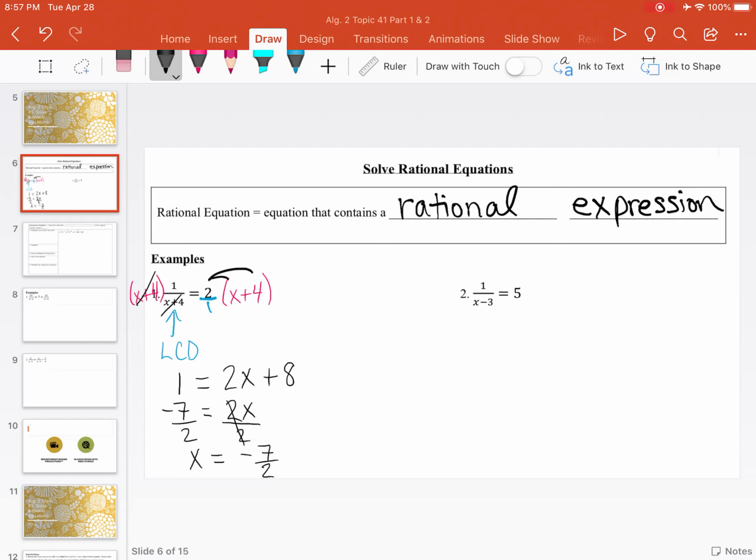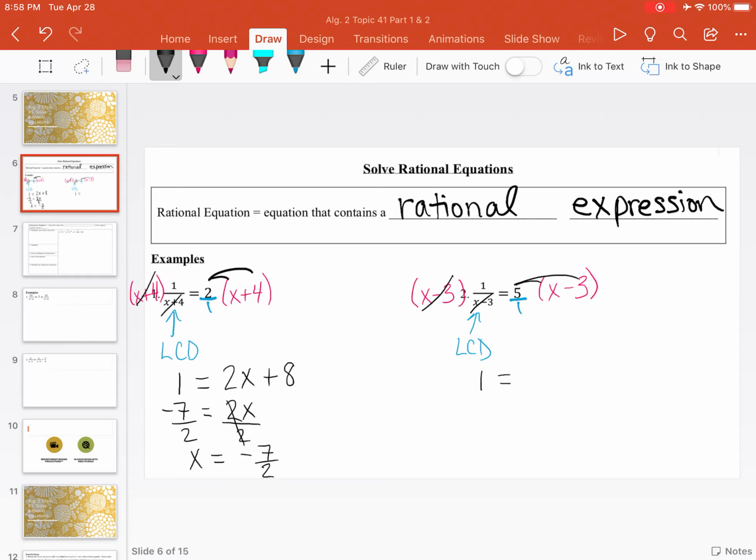If we look at example number 2, we have 1 divided by x minus 3 equals 5. Again, this 5 is really just over 1. And the least common denominator that we have here is x minus 3. So similarly to example number 1, we're going to multiply both sides by x minus 3. What we do to one side, we have to do to the other in order to keep it balanced. On the left-hand side, we have an x minus 3 in the numerator, 1 in the denominator, so we are just left with 1.